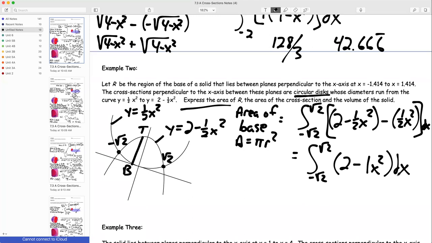Why did you put those bounds? Do we always do the intersection? Yes, that's what we learned last week. Is that what we were doing last week? Yes. Okay, so that's the first part, the area of the base.